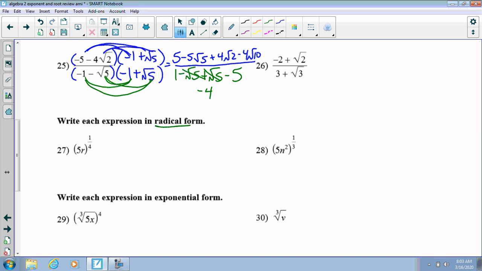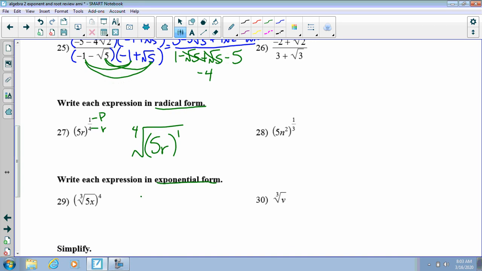We are going to switch into radical form. Top is the power. Bottom is the root. You have to find these on the test. So our root goes on the outside. The inside is our base to the power. Exponential form, we're going the other way. We got our base, we got our power, and our root. Okay?